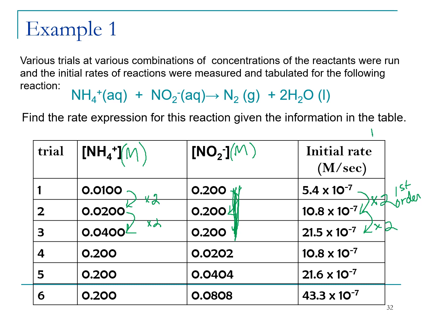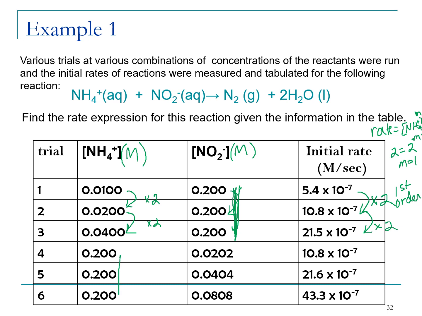Because again, rate, let's put it in terms of this, oops, NH4. Whenever we doubled the concentration, the rate doubled. So that means m has to equal 1. I think I go through all this on the next slide. Let's just take a glance.